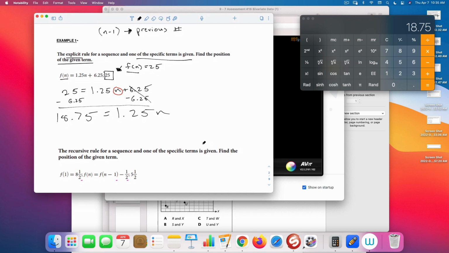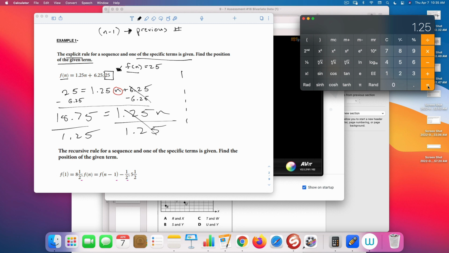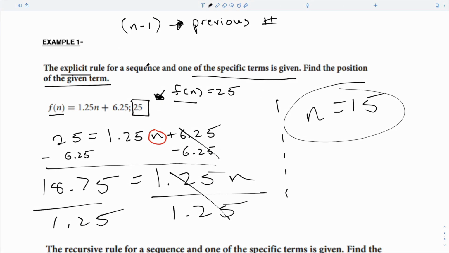Okay. So this type of problem is really similar to just solving equations. You guys are all masters at that, and you should have it down pretty easily. 18.75 divided by 1.25 equals, nice, n equals 15. That's great. So when it says explicit, you're solving it like a normal equation. You use the number they give you as f of n.